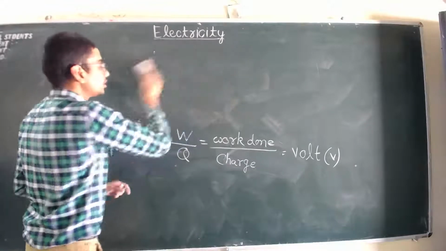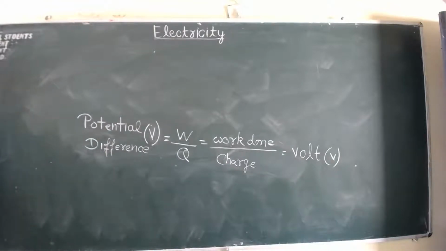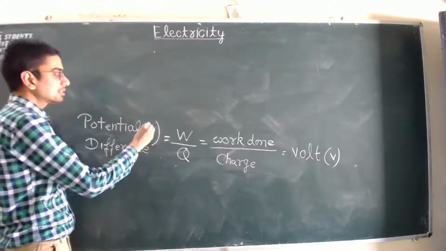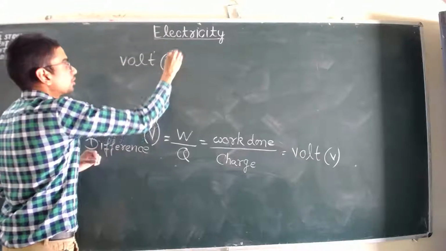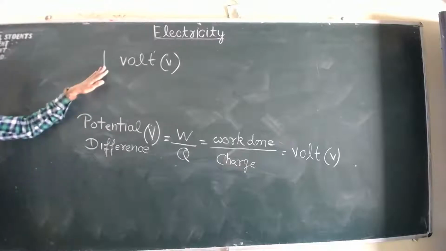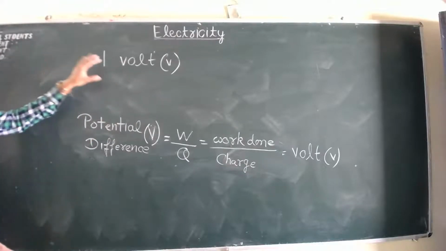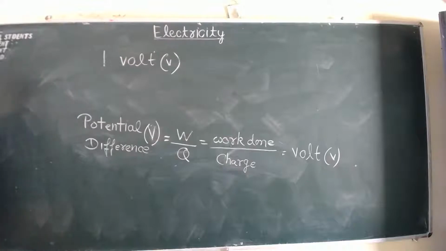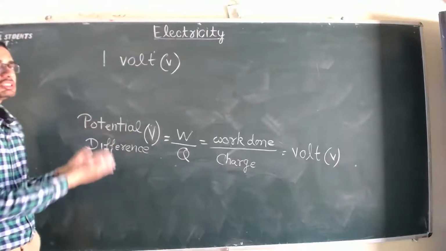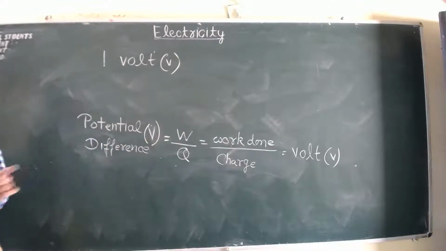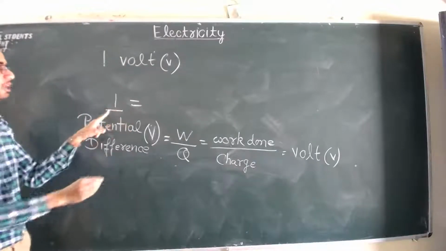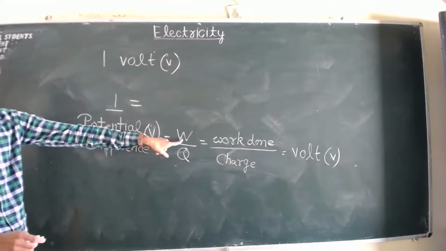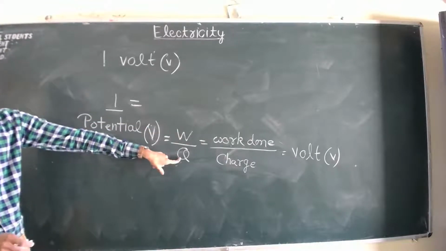So another question. Define 1 volt of potential difference. You know that the unit of potential difference, capital V, is volt, small v. Alright. So tell me, how will you define 1 volt? You have to simply use this formula. Work done upon charge. Potential difference 1 कब होगा? जब work done और charge दोनों 1 होंगे. जब numerator and denominator दोनों 1 होंगे.